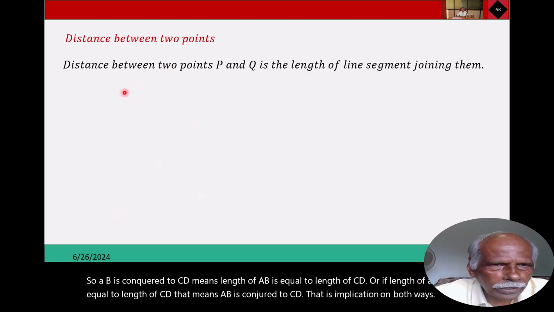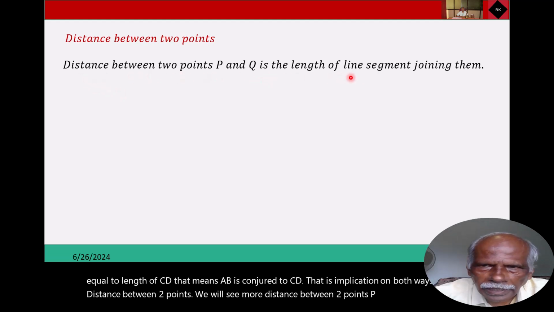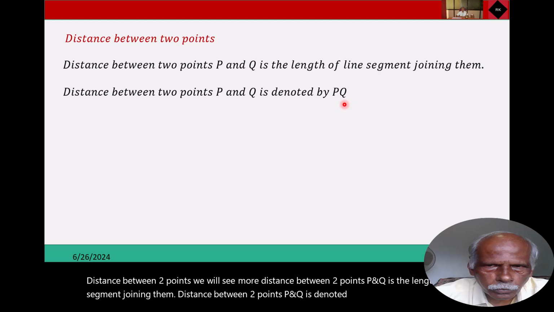Distance between 2 points, we will see more. Distance between 2 points P and Q is the length of the line segment joining them. Distance between 2 points P and Q is denoted by PQ.